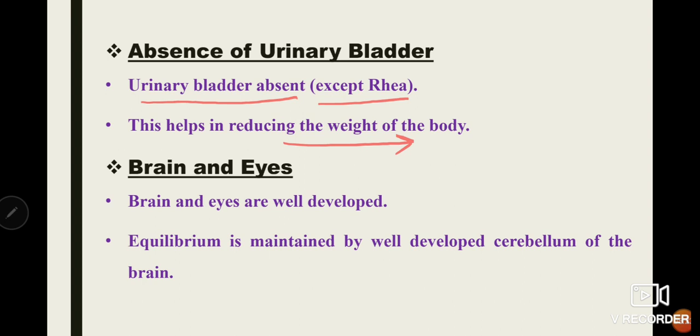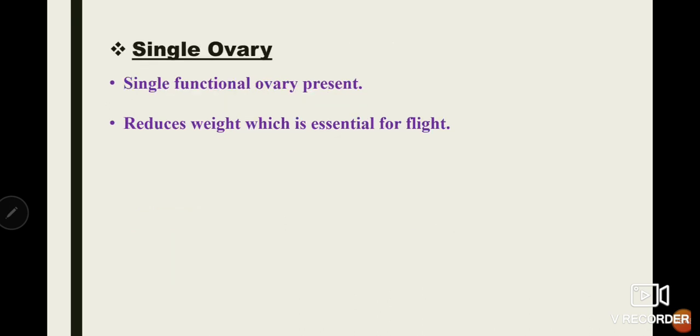Now what about their brain and eyes? Well, their brain and eyes are well developed. Equilibrium is actually maintained by the well developed cerebellum of the body. Why do they need to maintain equilibrium? Because they are flying continuously. They have to locate the place where they have to go, in which direction they have to go. So for all these things, their brain is actually helping.